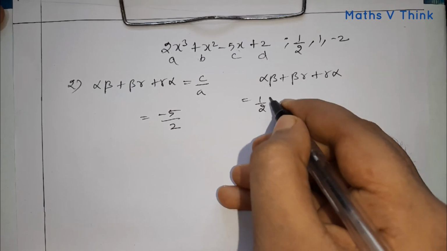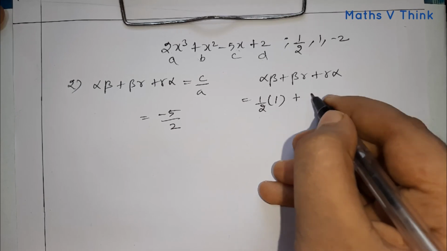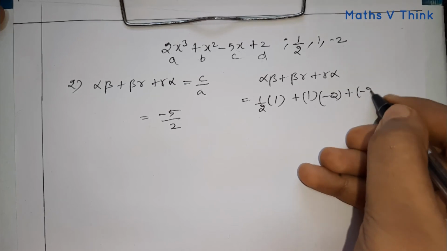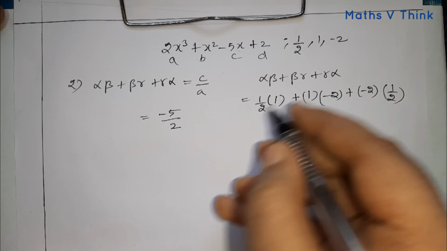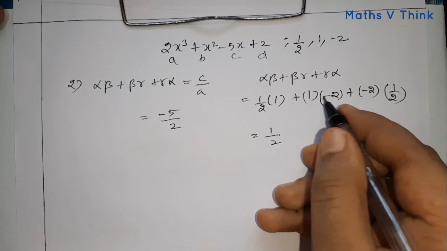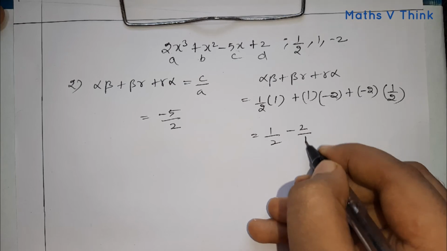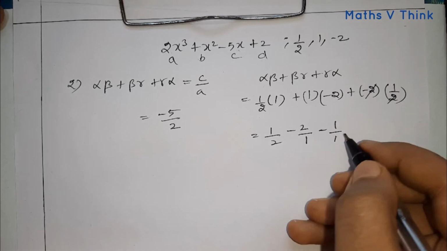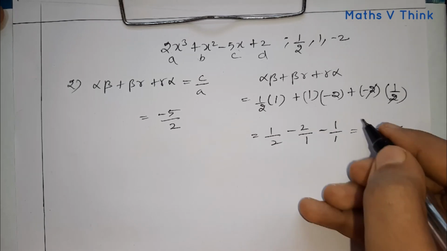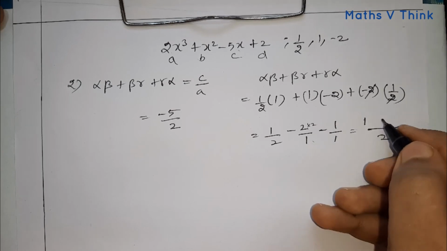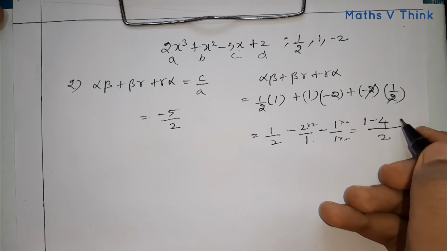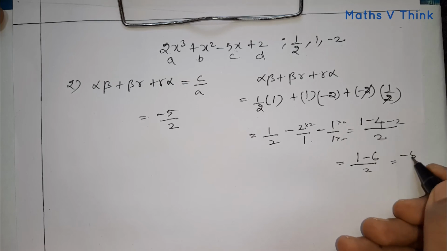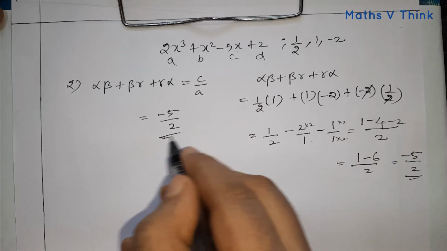Alpha is 1 by 2 into beta is 1, plus 1 into gamma is minus 2, plus gamma is minus 2 into 1 by 2. So 1 by 2 into 1 is 1 by 2. Same way, 1 into minus 2 is minus 2, and 2 gets cancelled, it is plus into minus is minus 1. So taking LCM, LCM is 2: 1, then minus 4, then minus 2. So 1 minus 6 by 2, nothing but minus 5 by 2. So we verified the second relationship.